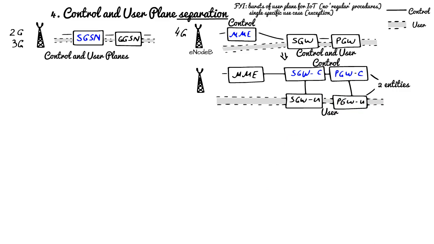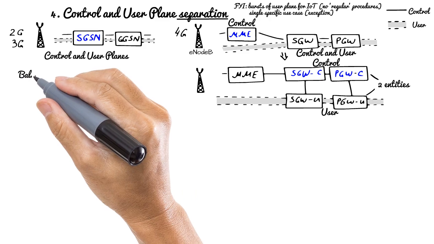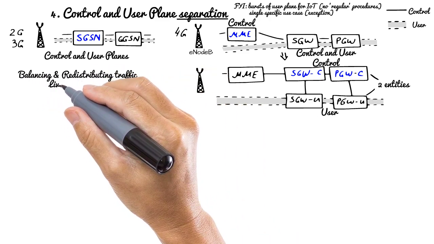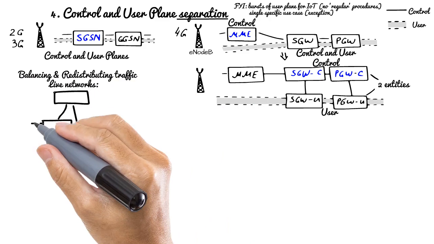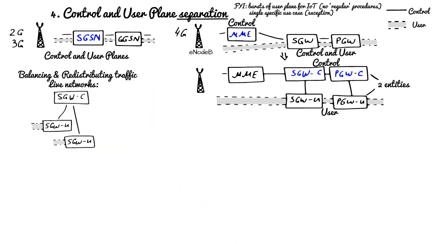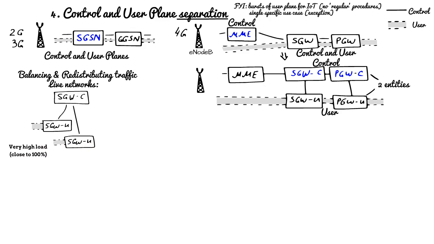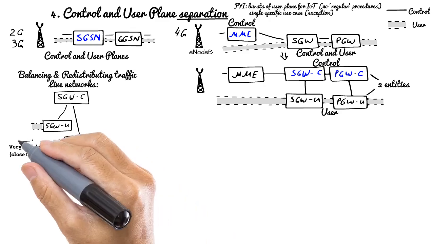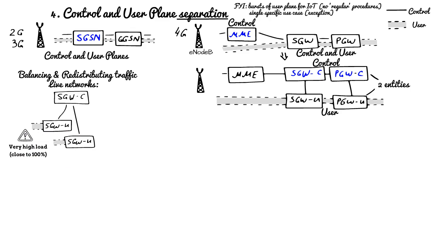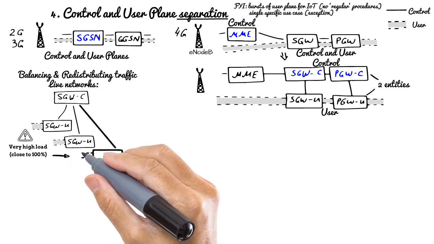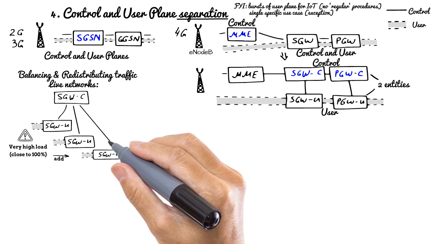It is important to understand that it's not just logical separation into two nodes. It's about balancing and redistributing traffic. In live network, one S gateway C node can control several S gateway U nodes. That's important since S gateway U and P gateway U nodes are highly loaded with user traffic. The closer node's processor, CPU, or interface or any other types of load to 100% of respective capacity, the more chances for services to be rejected by overloaded node. That's why operator plans an expansion by adding extra node to rebalance traffic.